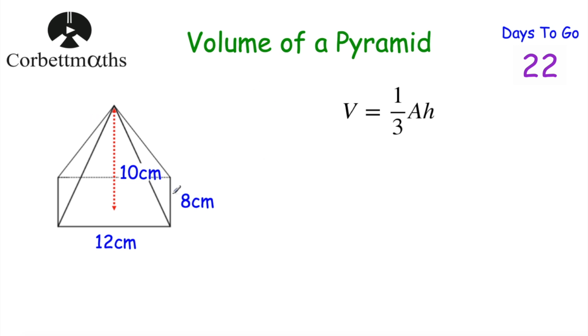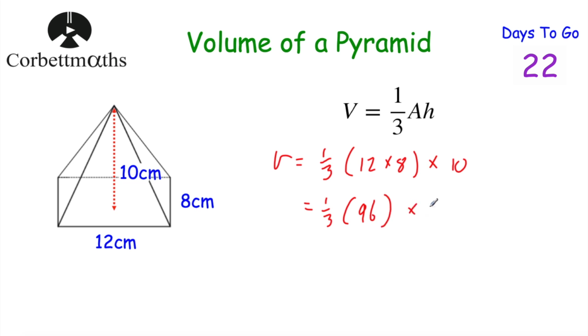Okay, so to find the volume of this pyramid, as you can see, the base is a rectangle, so we're going to do the volume is equal to a third. The area of the base, because it's a rectangle, would be 12 times 8, and then we're going to multiply it by its height, which is equal to 10. So that means the volume would be a third. Now 12 times 8 would be equal to 96, so it's a third of 96 multiplied by the height. Now you could do 96 times 10, which is 960, and then divide by 3. I'm going to do 96 divided by 3 first of all.